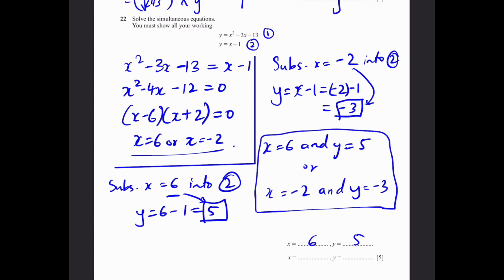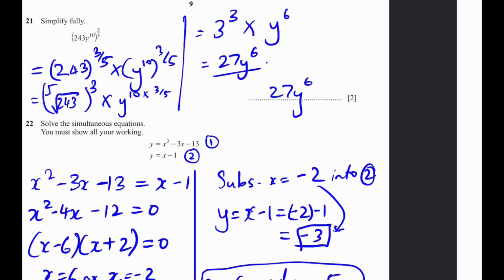You have to write all four of these values in the correct places. You can swap these two and put it up here and put 6 and 5 down here, so it doesn't matter. But x equals minus 2 and y equals minus 3 have to be in the same line or the same group, like that. Also, x equals 6, y equals 5 also has to be in the same group. That's the answer.